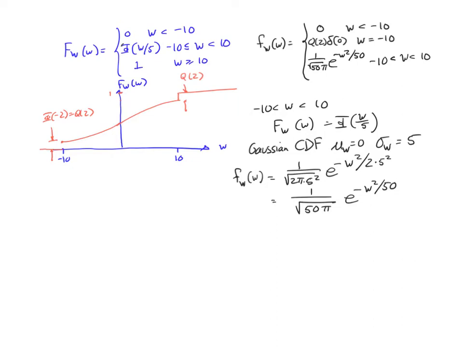And then we have the next jump discontinuity in the CDF here at w equals 10. So we have another impulse, and the height of this is Q of 2, delta of 0 at w equals 10. And then for w greater than 10, the derivative is again 0. So all of this is kind of a mess in terms of algebra, but it's pretty simple when you look at it as a PDF.